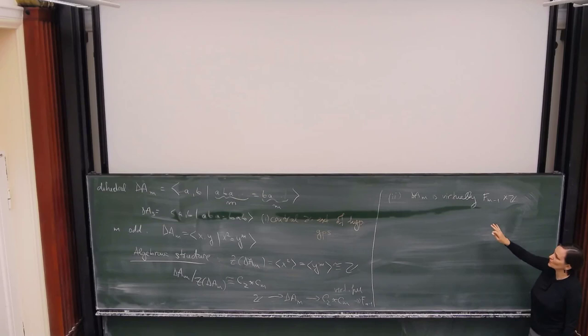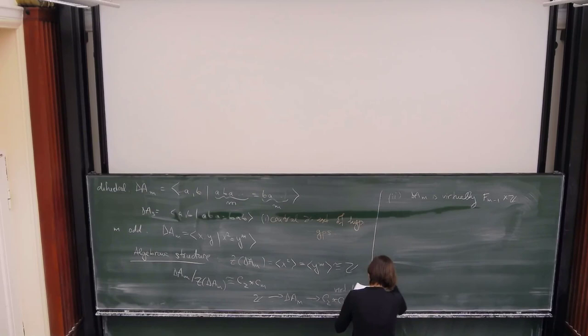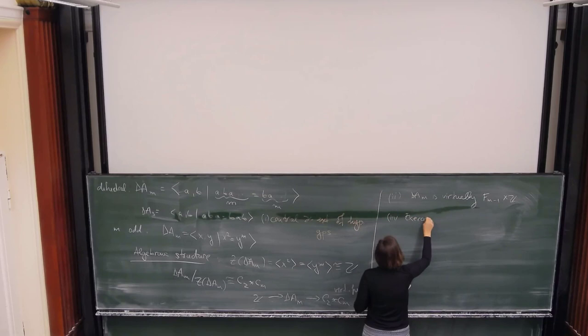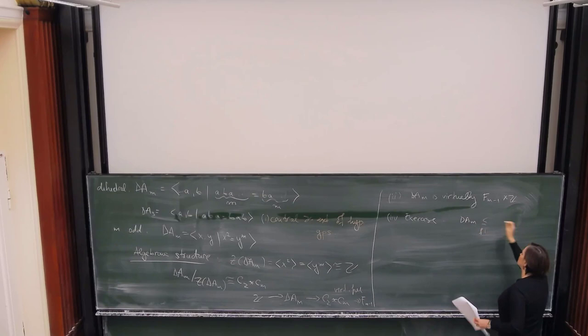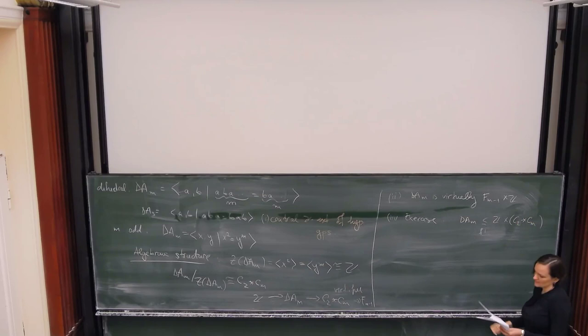But let me just say, the third characterization, which I'll leave as an exercise, taking 5 minutes, which I don't have, is that, most importantly for the talk, you can also see them as being finite index in the direct product of Z with C2 free product C_m. So I'll let you think about that. So we have three characterizations of these groups.